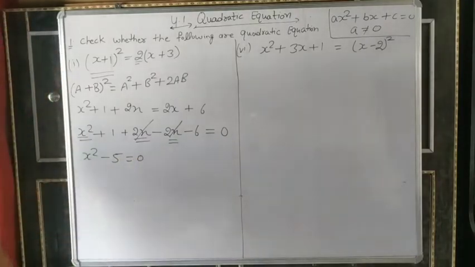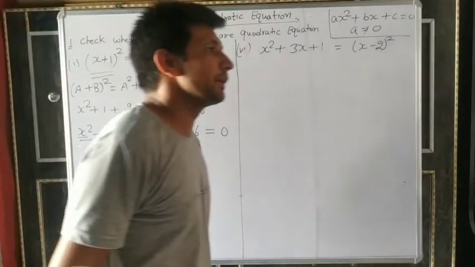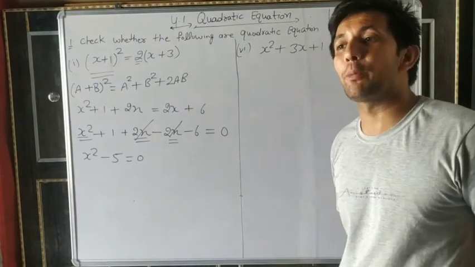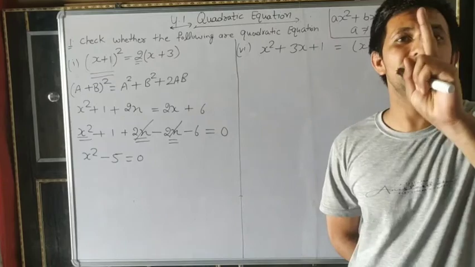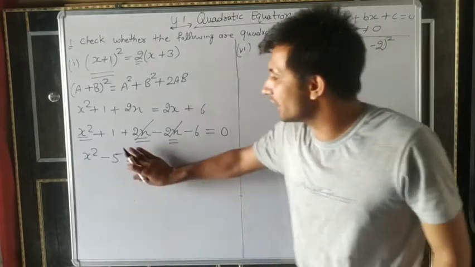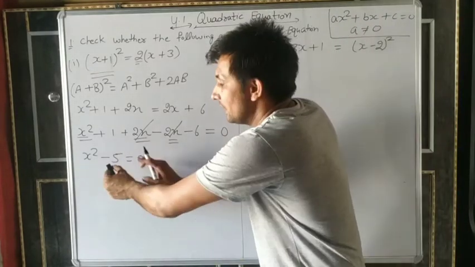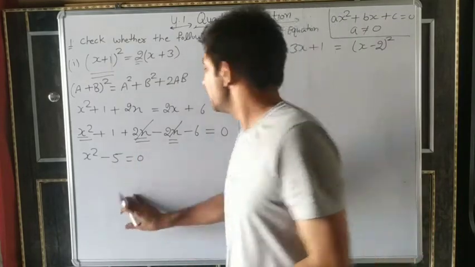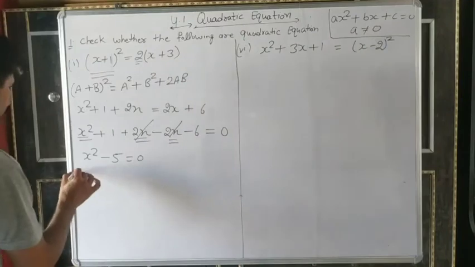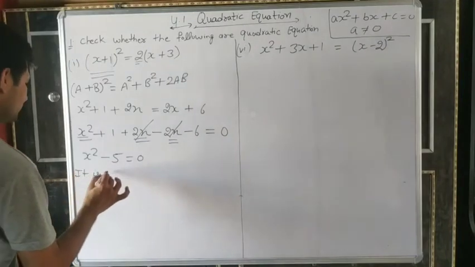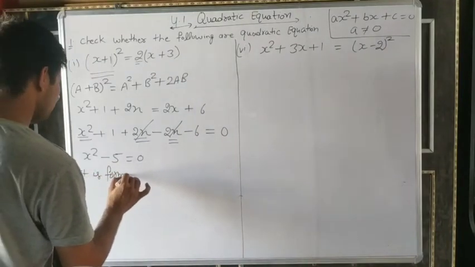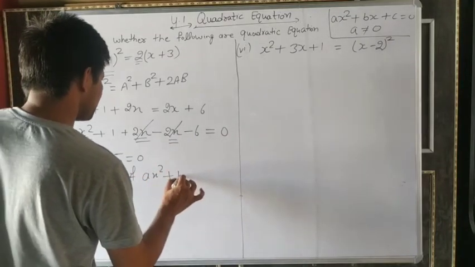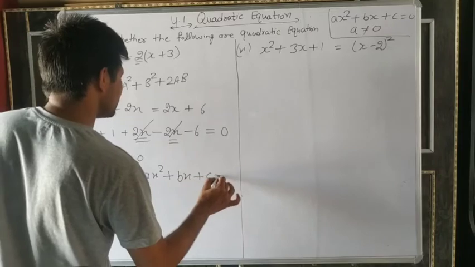And now tell me, is it a quadratic equation or not? Yes? Why? What is a quadratic polynomial? A polynomial whose degree is 2. Its degree is 2. And if any polynomial is equated to 0, it becomes a quadratic equation. Yes? It is the form of, right? It is the form of ax square plus bx plus c equal to 0.